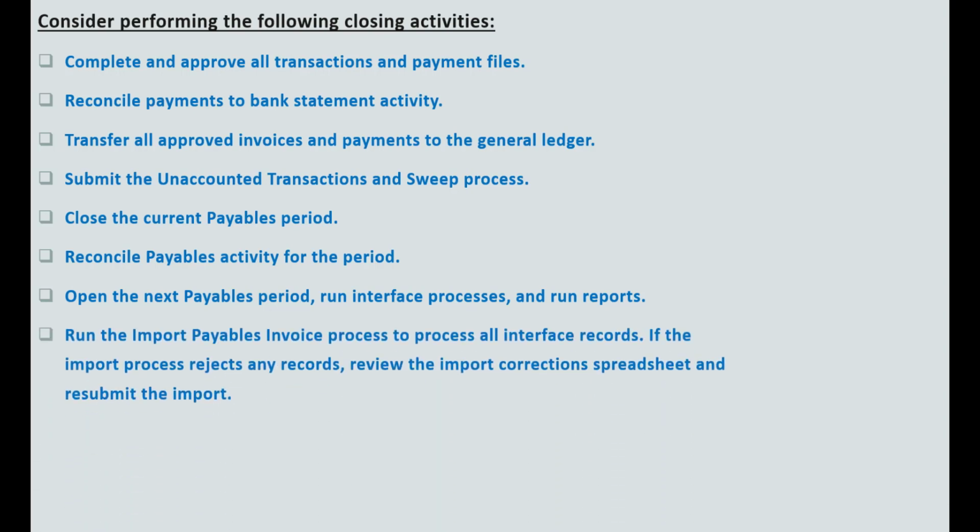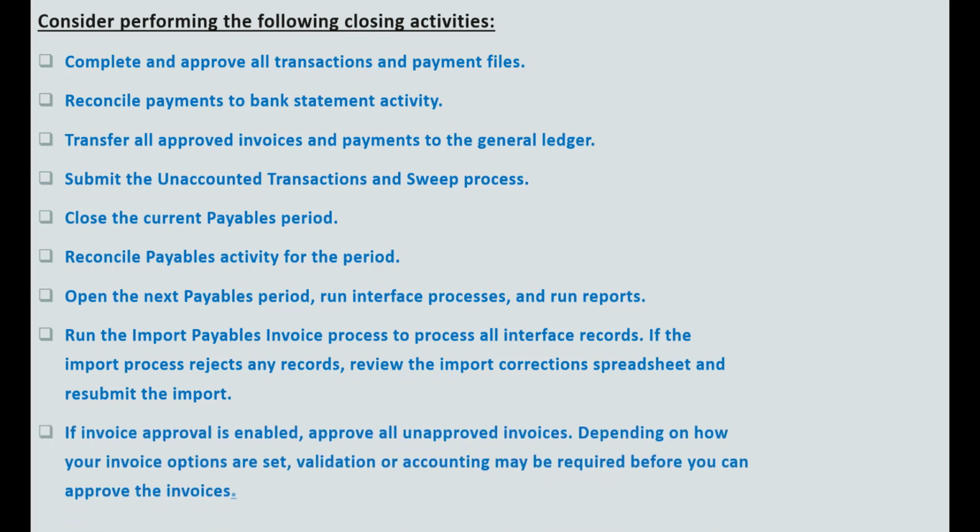Run the Import Payables Invoices process to process all interface records. If there are any integrations, or you are using a spreadsheet to upload invoices, or importing with recognition invoice imaging enabled, you have to run it to import all of the payable invoices and clear the interface records. Review any corrections needed for the spreadsheet, resubmit, correct, upload again, whatever action is applicable.